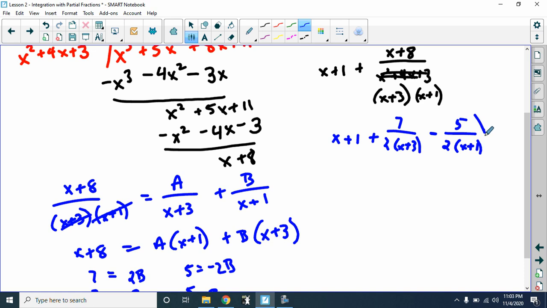Oops. And don't forget, we're integrating this. And then we can integrate. Integral of x is 1/2 x squared. Integral of 1 is x.